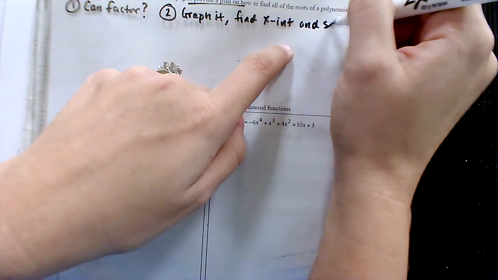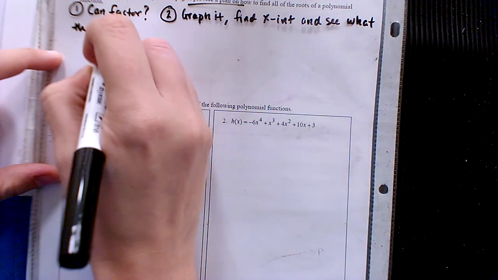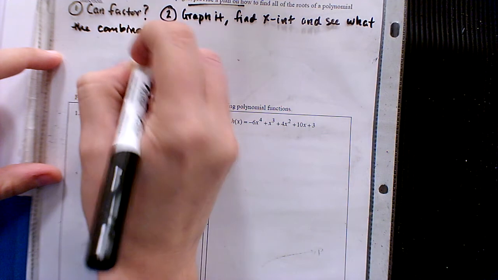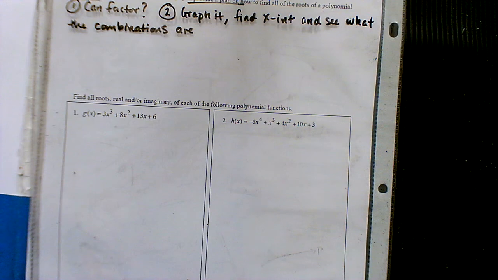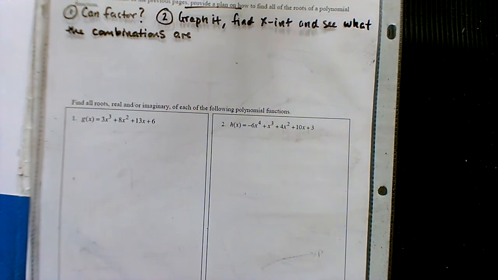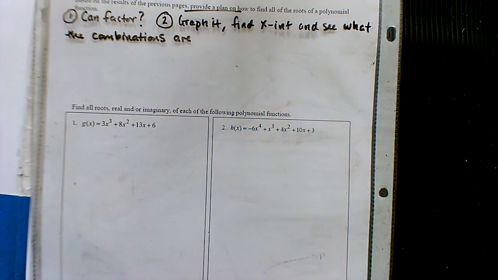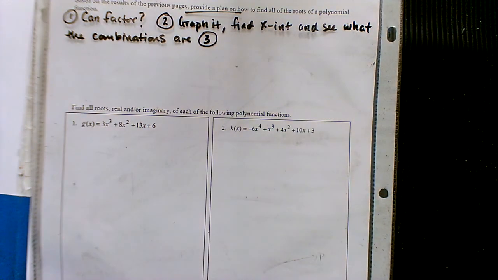And then we'll see what the combinations are. Okay? Do we have one positive x-intercept? Do we have a negative x-intercept? Do we have any possible imaginary ones? Do we go through the origin, aka an x-intercept of 0? Okay, we're going to see what the exact combination is that would fit this power or type of function like Julia said. Okay, so graph it, find x-intercept, and see what the combinations are. Then what can we do?